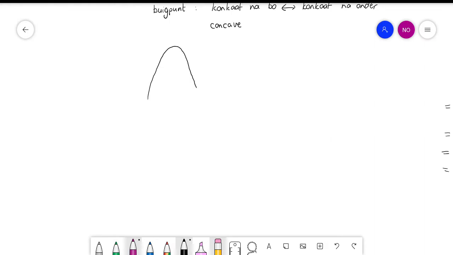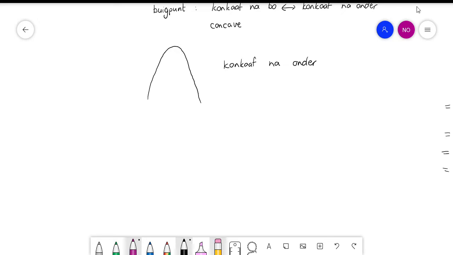If the shape looks like a negative parabola, dan sê ons hy is konkaaf na onder, which seems a little bit counterintuitive because that feels like it's pointing upwards. But think of that as a negative parabola, so dit is onder toe.